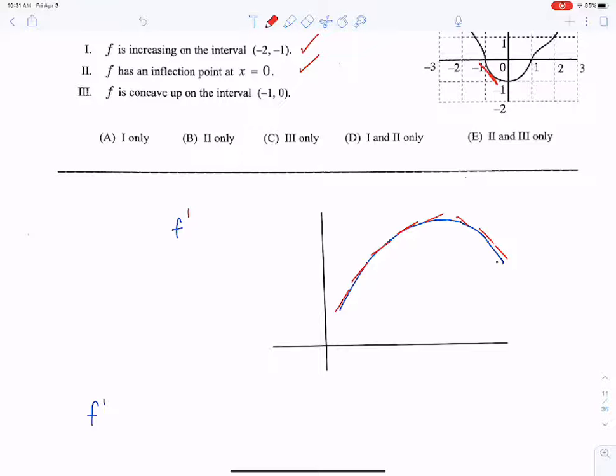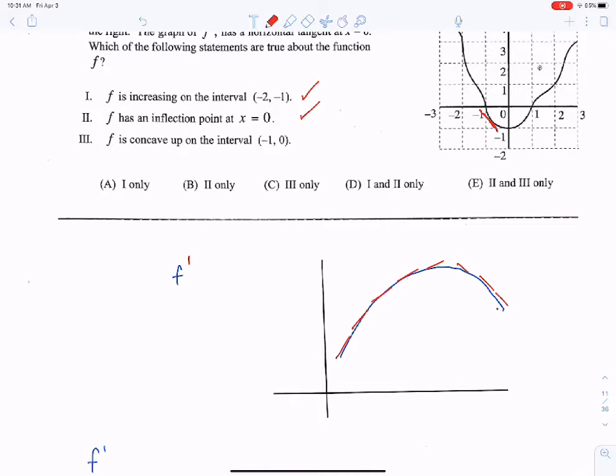The best way to think about this, let me restate the question. I understand the first derivative, but the second derivative I don't get. How do slopes of tangent lines translate to concavity? The way it translates is, remember what the second derivative does.